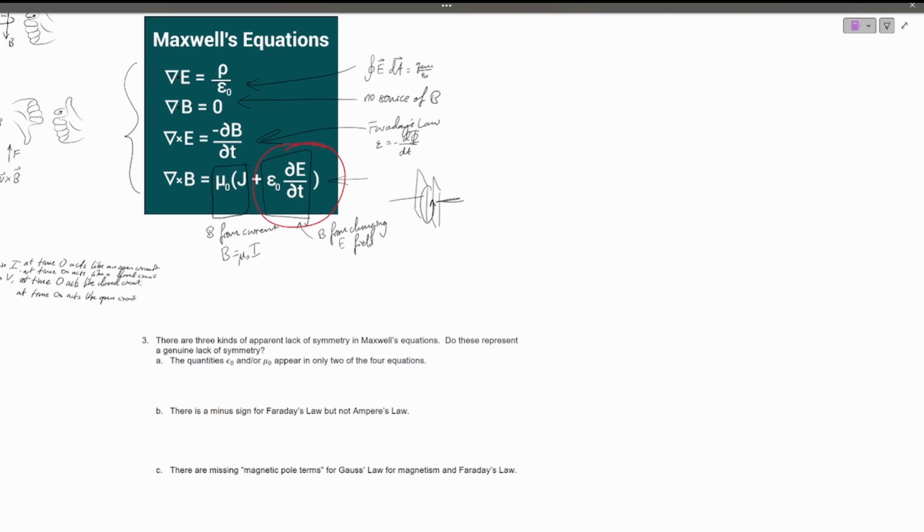And then for this one, I guess simply put, you already have a mu naught incorporated in there because you have a B field. That's how I see it anyways. I'm not sure if that's necessarily right.